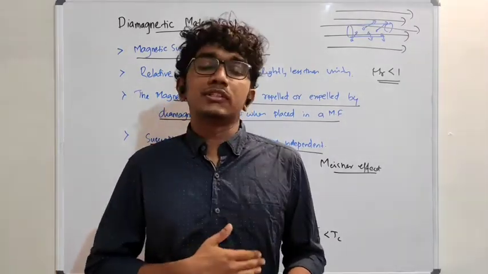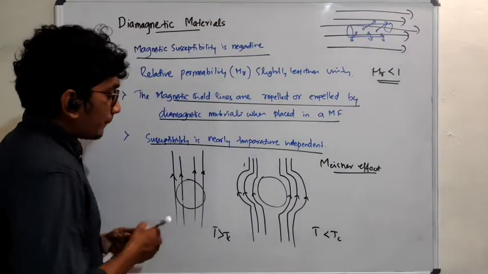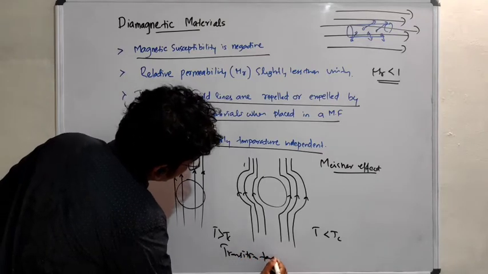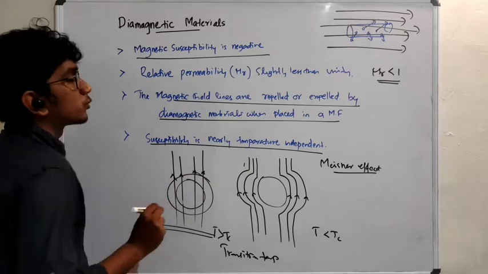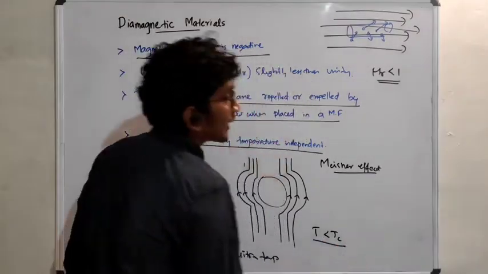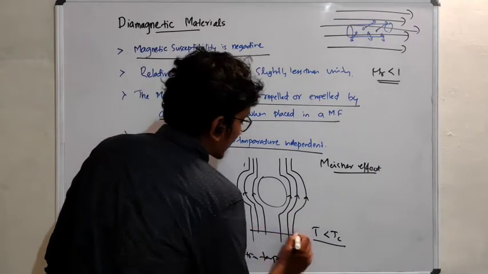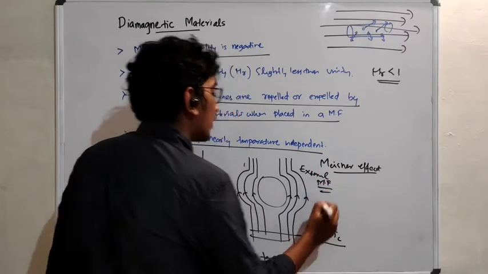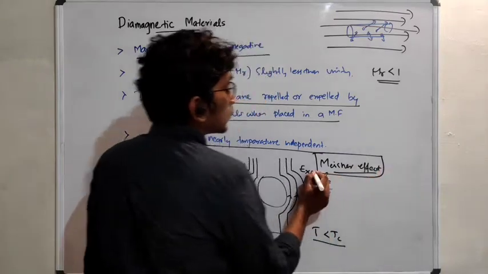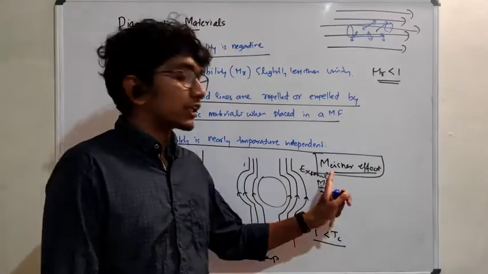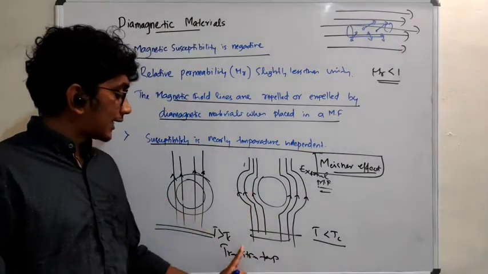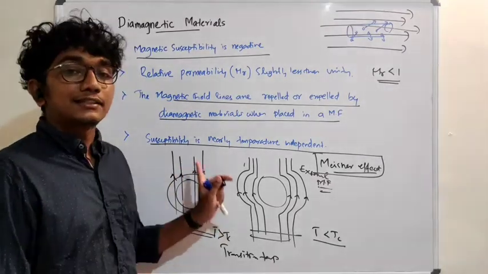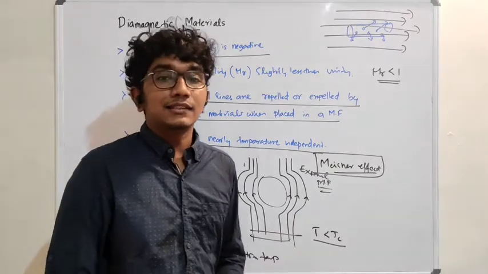One more small diagram is given in the textbook. If temperature is greater than the transition temperature, then the diamagnetic material shows this behavior. If temperature is less than the transition temperature, then it shows an effect like that, and it behaves to the external magnetic field like this. This effect is known as the Meissner effect. Keep this one word in your mind, Meissner effect. If temperature is greater than the transition temperature, the material does not have this effect on the external magnetic field, but if it is less, then it has.